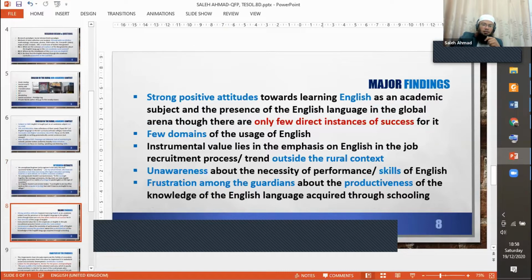Okay. And if I focus on the attitudes, there is a strong positive attitude towards English as an academic subject, but there are only a few direct instances of success at an individual level. I found only 6 persons in the last 20 years who have got success in their career in that community.